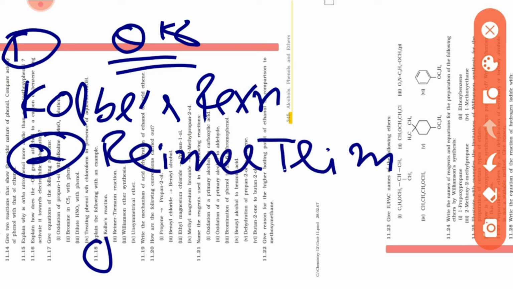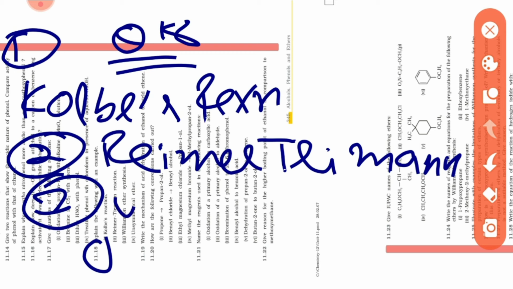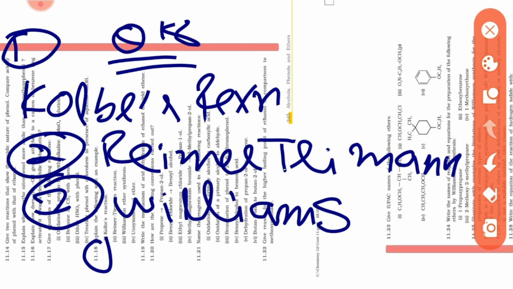Reimer-Tiemann reaction already done. Number 3, they are asking you Williamson synthesis reaction. This is also something we have done for the formation of ethers. Okay, then number 4 is here.